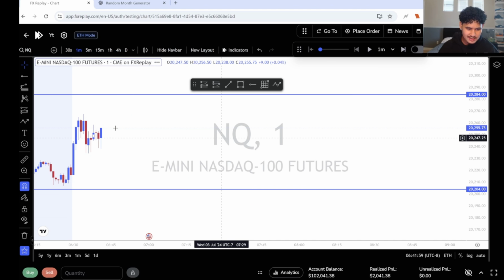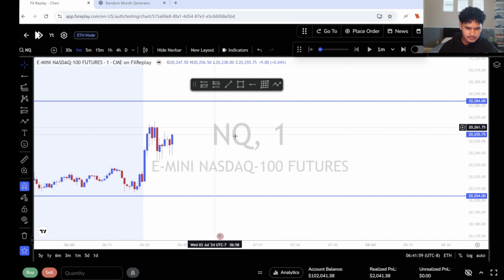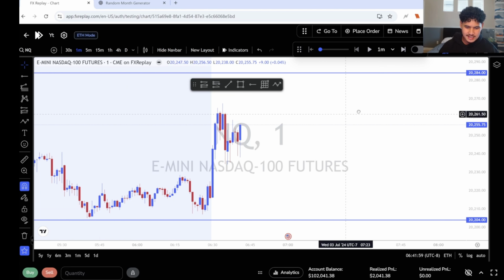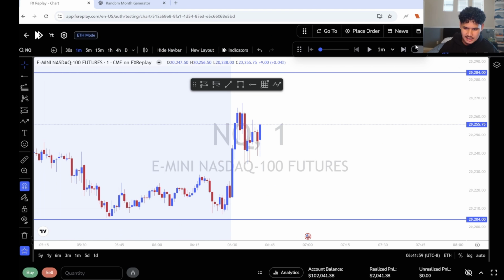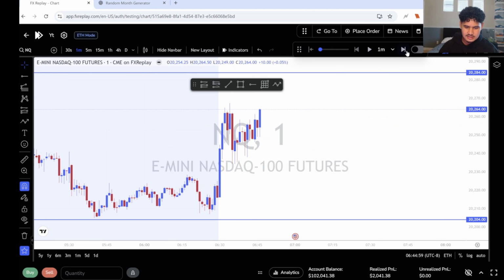Okay, well this is not very nice price action here. This is kind of choppy, so I don't really want to engage in this. I kind of have to wait for a next candle, but this is not very nice. I kind of need to wait for another candle. Yeah, this is not nice.